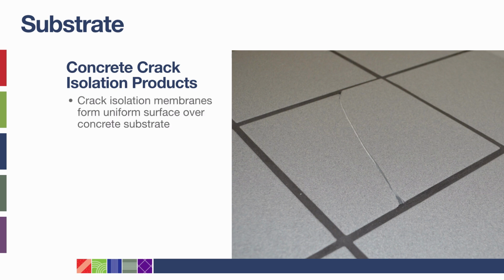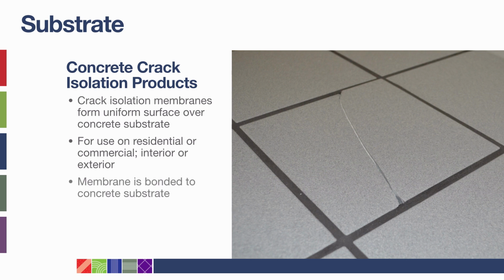Crack isolation membranes form a uniform surface over substrates and can be used in residential and commercial applications, on interiors and exteriors. Installing tile over a crack isolation membrane using a thin-set method is a relatively easy way to help ensure tile's long-term performance and aesthetic. In thin-set installations, a crack isolation membrane is bonded to the concrete. Then tile is bonded with modified thin-set to the surface of the crack isolation membrane.